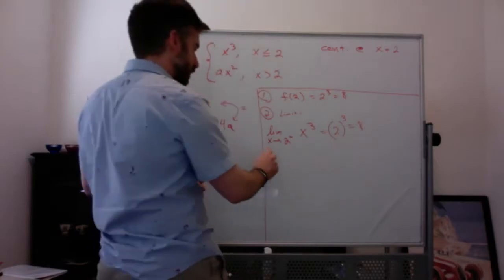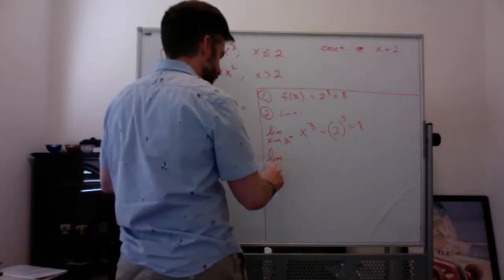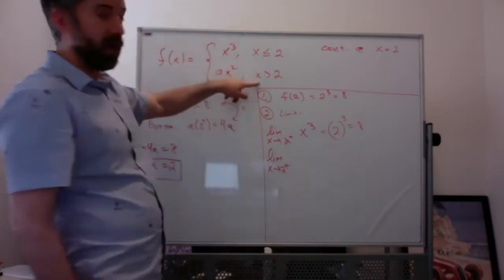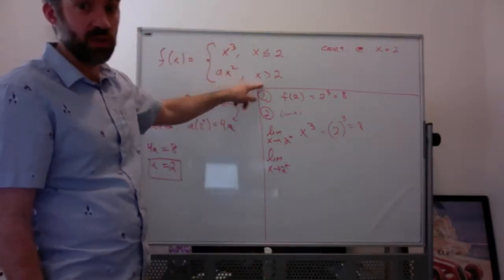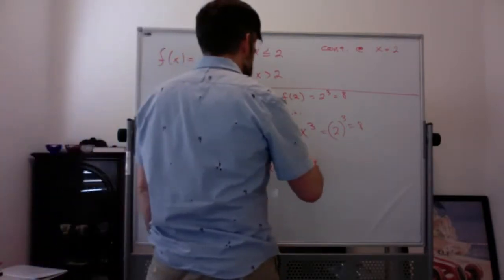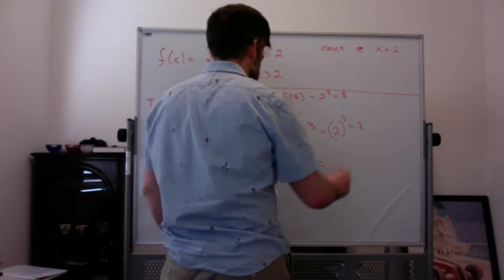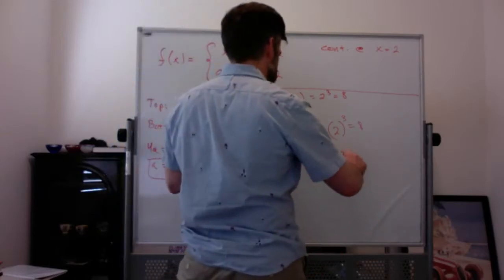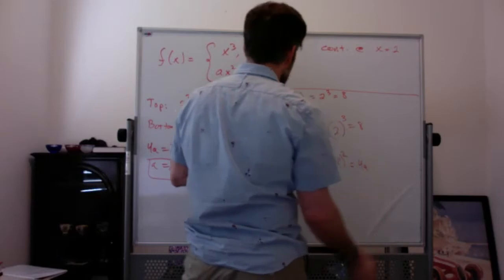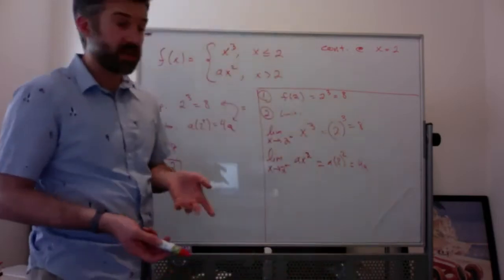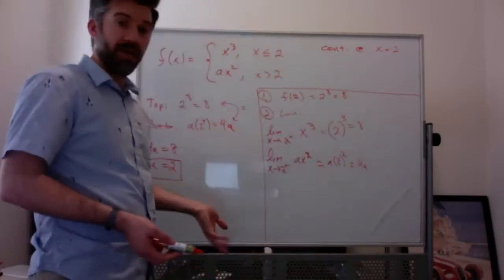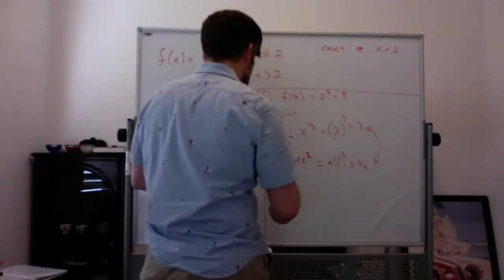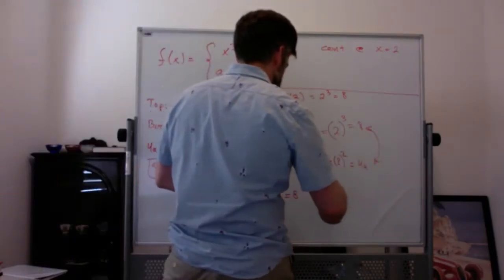But then I have to also do the limit from the right-hand side. So the limit as x approaches 2 from the right. Well, from the right, I'm going to use the bottom piece because that's where x is larger than 2. But again, I just get to plug in 2 for x. I get a times 2 squared, which is 4a. And then for the limit to exist, the left-hand limit and the right-hand limit have to equal each other. So since these have to equal each other, we're getting 4a equal to 8. So a is equal to 2.